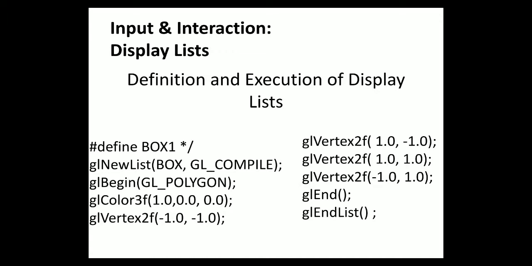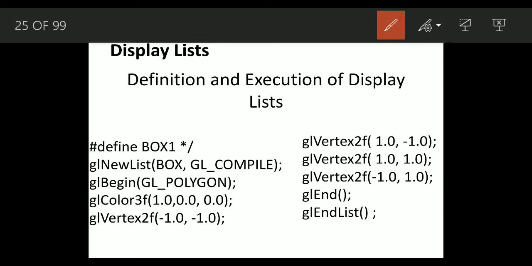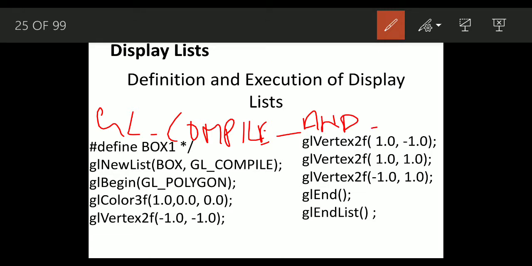That is GL_COMPILE_AND_EXECUTE. If you are using this symbolic constant, it is going to display the object immediately. But this is a defined display list. Do I want to display it immediately or not? That will be decided by this particular symbolic constant.